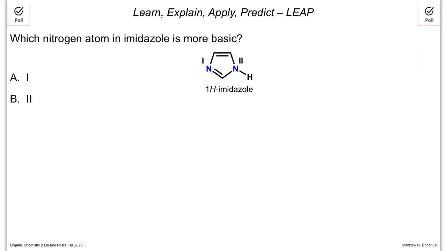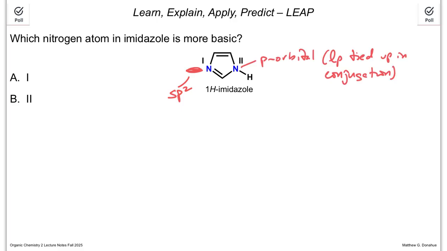So which one is more basic? That would be the sp2. So again, that lone pair is tied up in conjugation. It can't donate to abstract a hydrogen. And so as a line on the pKa scale, that has a lower pKa value, which means it's a weaker base.